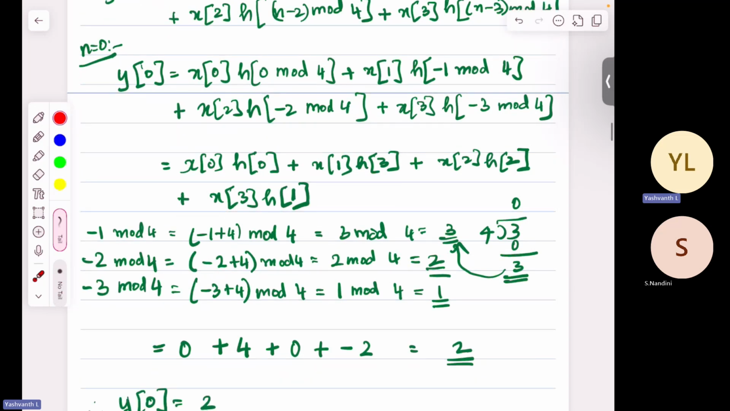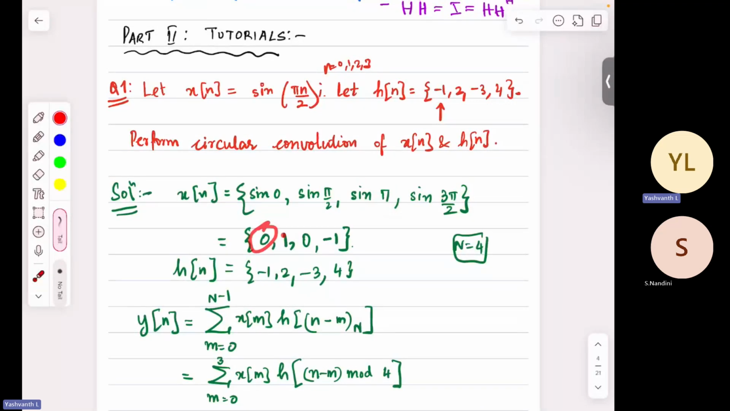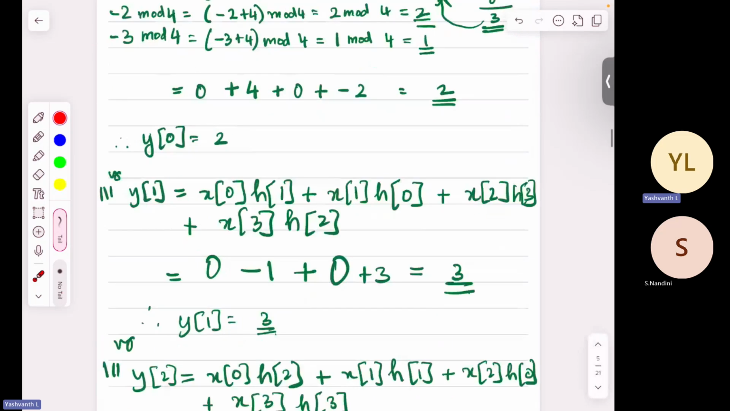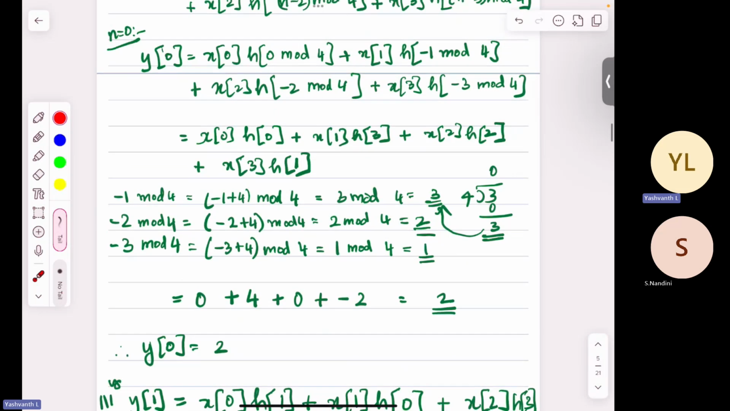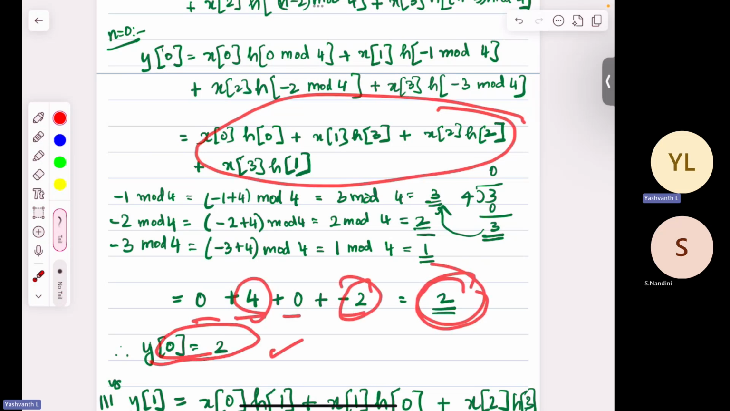Now that's all. We just need to substitute all the values. We know x of 0 is 0, x of 1 is 1, x of 2 is 0, x of 3 is minus 1. Similarly, h of 0 is minus 1, h of 1 is 2, h of 2 is minus 3, h of 3 is plus 4. Substituting these values in this expression, you get 0 plus 4 plus 0 minus 2, which is equal to 4 minus 2 equal to 2. Therefore, y of 0 is equal to 2.